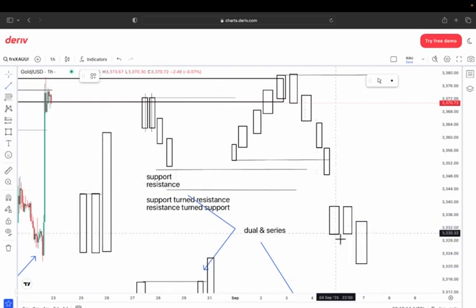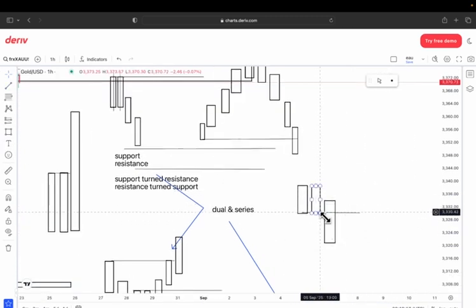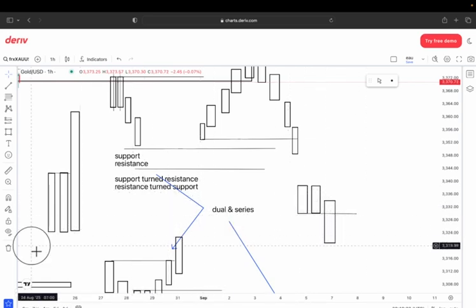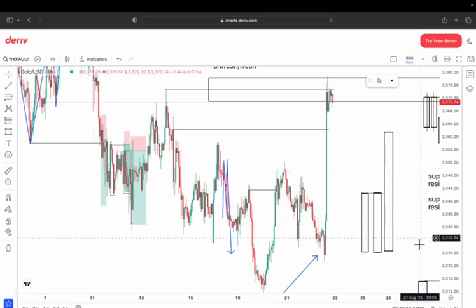This is supposed to be a support where you should buy from, but price failed it, so it has to be on a downtrend. Price failed. This is the one for DUA. Price failed it, and then what? You now start selling. A very good example is this one here.